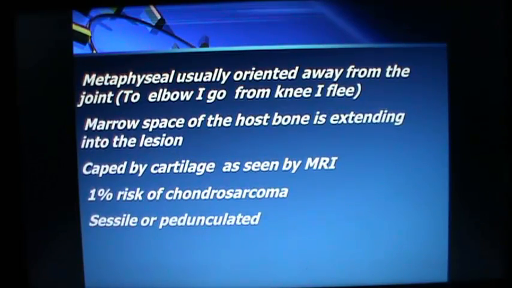Metaphyseal, usually oriented away from the joint. That means the longitudinal axis of the tumor is directed towards the elbow or away from the knee. That's why we say, to the elbow I go and from the knee I flee. This is depending on the growth. The marrow space of the host is seen flowing into the lesion. It's extending into the lesion.